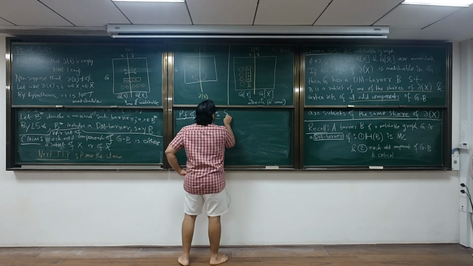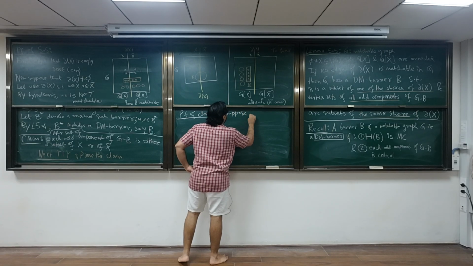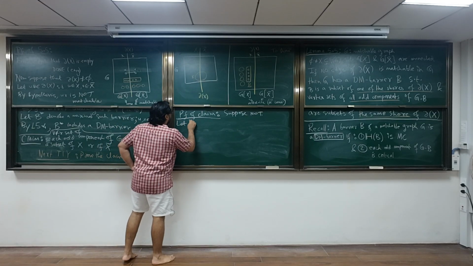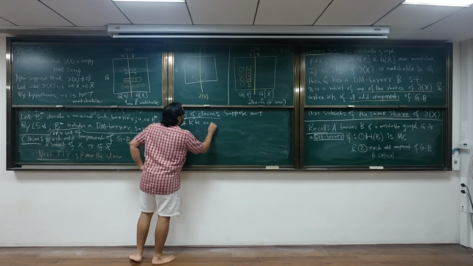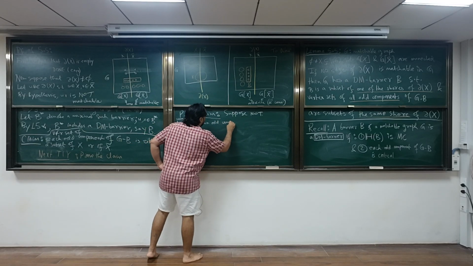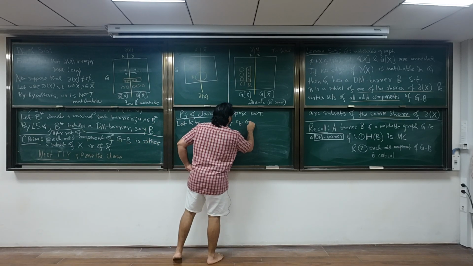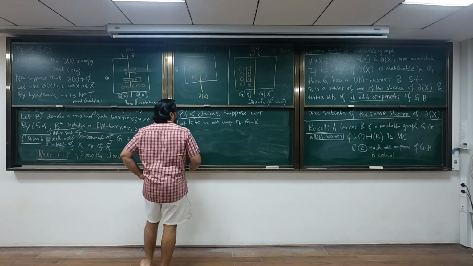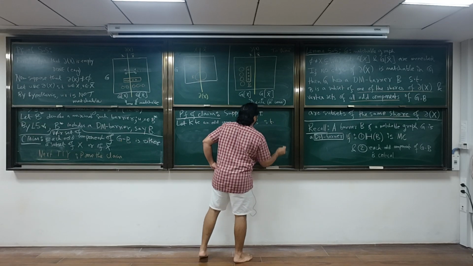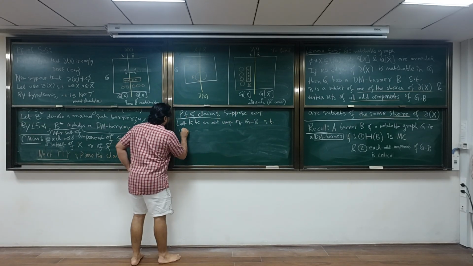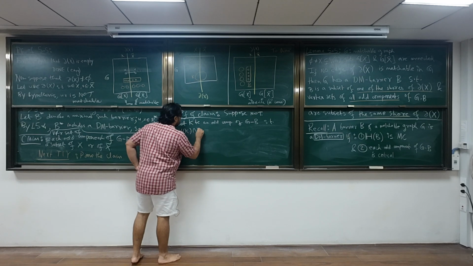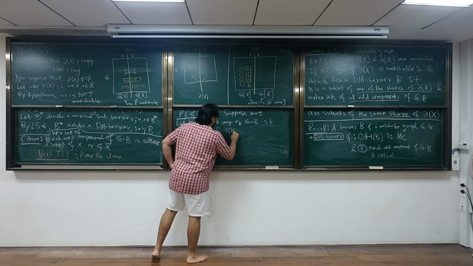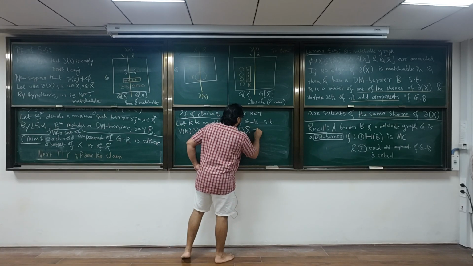Suppose not. Let K be an odd component of G minus the Dulmage-Mendelsohn barrier, such that the vertex set of K intersection X is not empty, and the vertex set of K intersection X bar is also not empty.